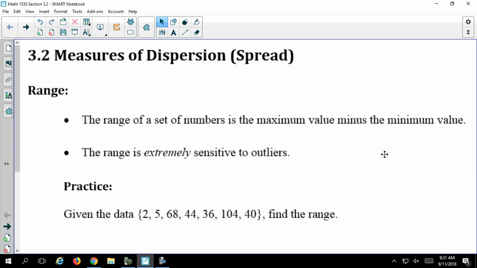Okay, so last time we talked about measures of center, mean, median, and mode, ways to measure the middle. Now we want to talk about what's called measures of dispersion or spread, how spread out the data is.